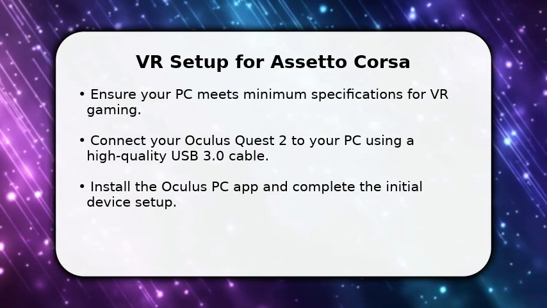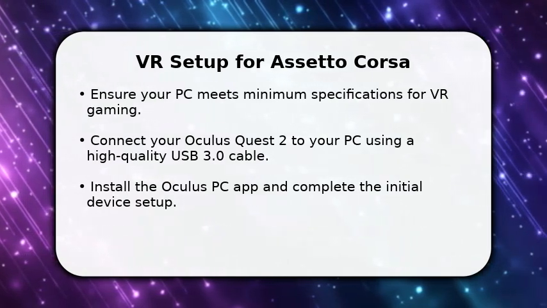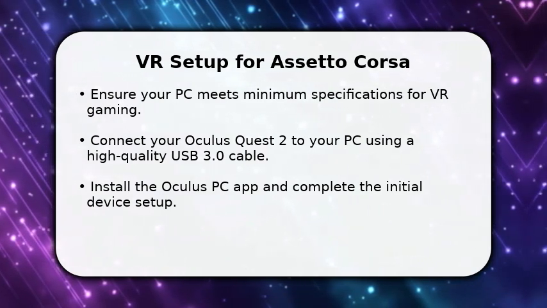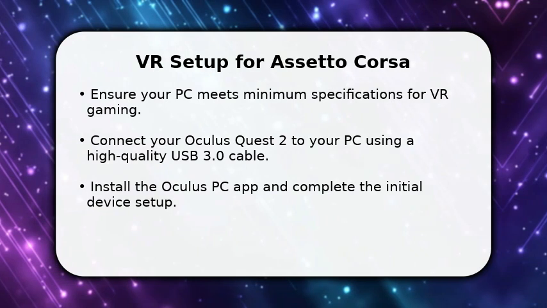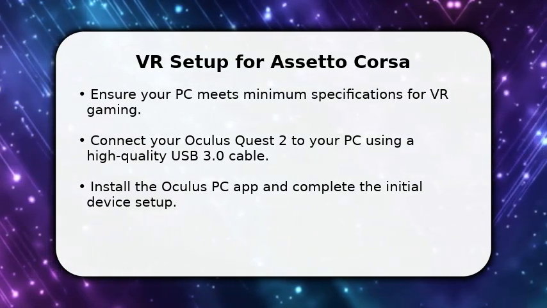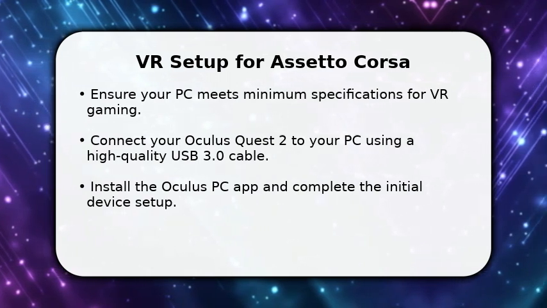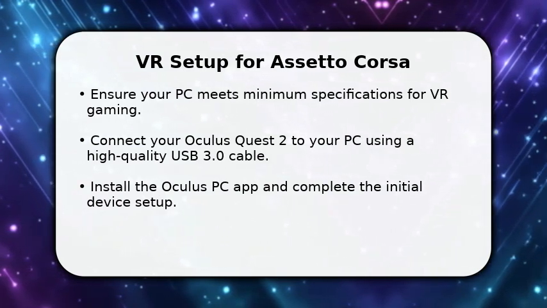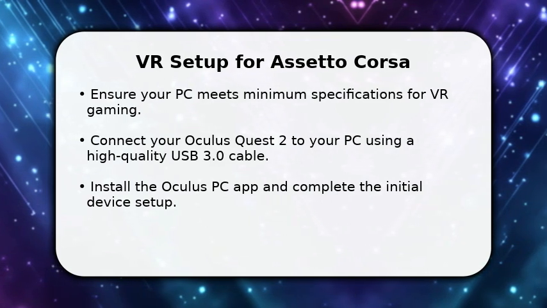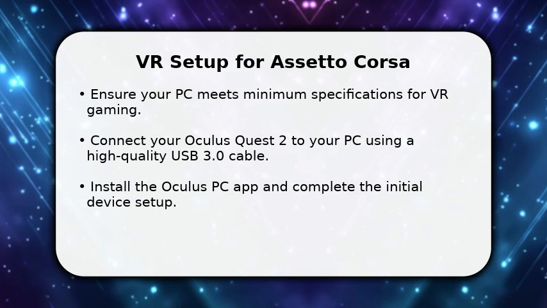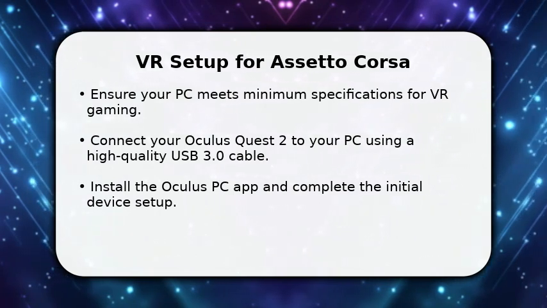Enjoy the video. In this video, I will explain how to play Assetto Corsa in VR on Oculus Quest 2. First, confirm your computer has the necessary power for virtual reality. Next, connect your Quest 2 to your PC using a robust USB 3.0 cable. Then, install the Oculus PC application and follow the on-screen prompts to set up your headset. This ensures a stable connection and prepares your system for an immersive racing experience.